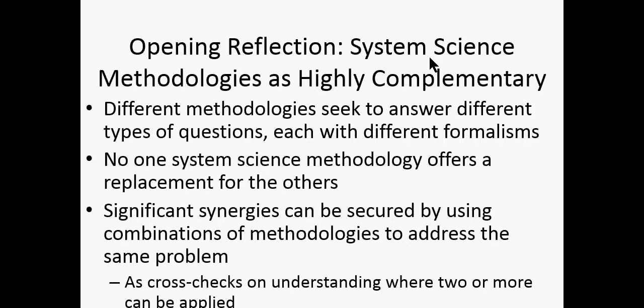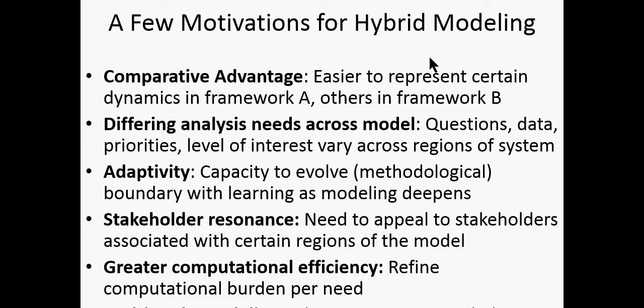At a technical level, anything you can do in one, you can technically do with the other. But it involves such an infeasible, or at least such a remarkably greater amount of work to do it in one than the other, that it's not even contemplated. System science methodology has its own core area where it shines. It does spectacular work, and no one of them eclipses the others, despite hints to this effect. And significant synergies can be secured by using combinations of them to address the same problem.